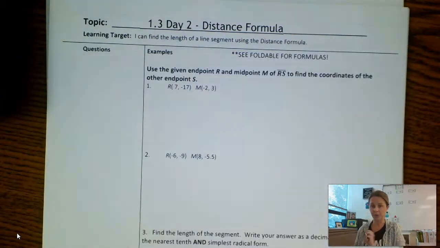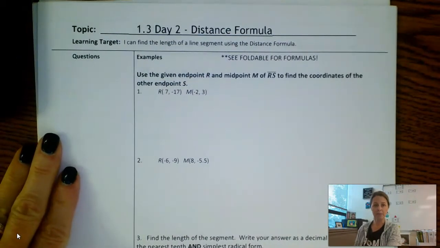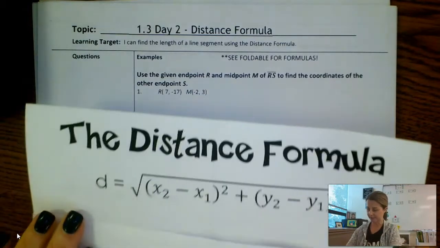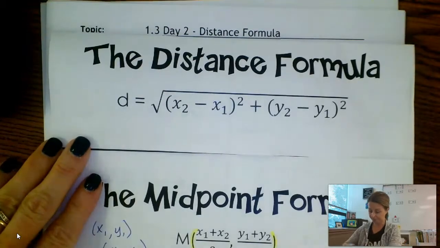We're going to switch over to the notes packet and run through some examples, and we're actually going to start a little bit with midpoint and then switch over to distance. I do want to start with the foldable though.